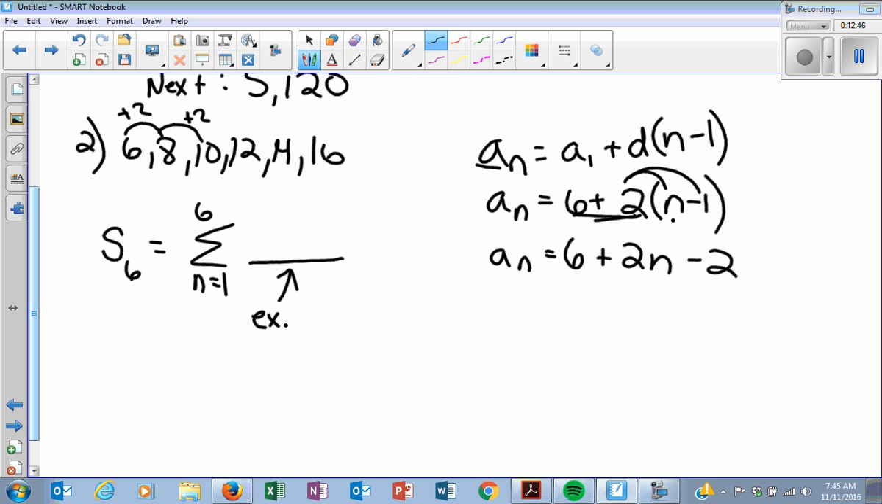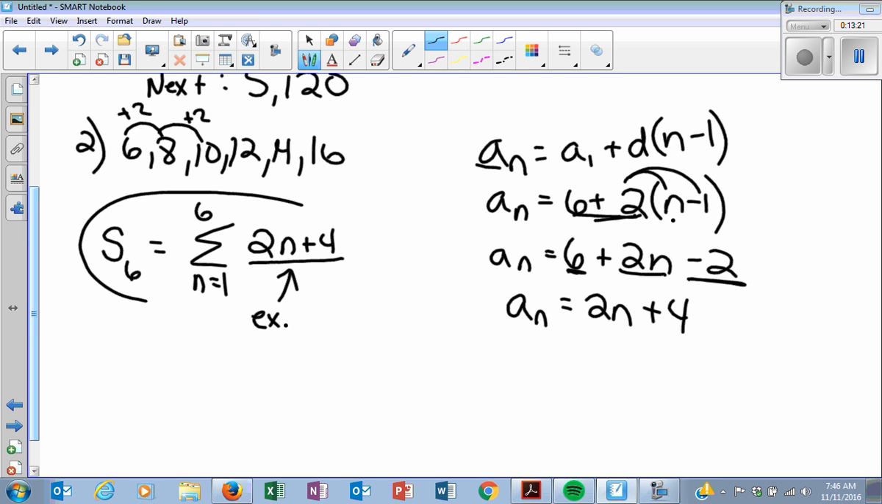What can combine there? 6. And so I'm going to bring the 2n forward, and I'm going to write 2n because it doesn't touch anything. And what is 6 minus 2? Positive 4. That is my explicit formula, and that is what is going to go right here when they ask me to write it in sigma notation. Does that make sense? I'll be looking for 2 answers on this question in the test. This is one of the answers I will be looking for. If it is not there, you will lose out on points.